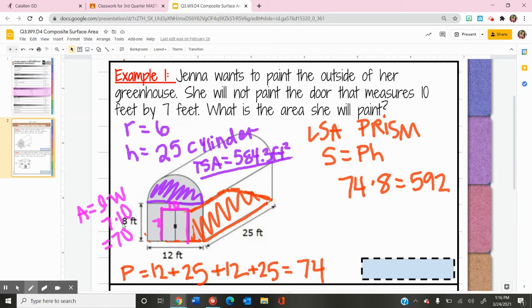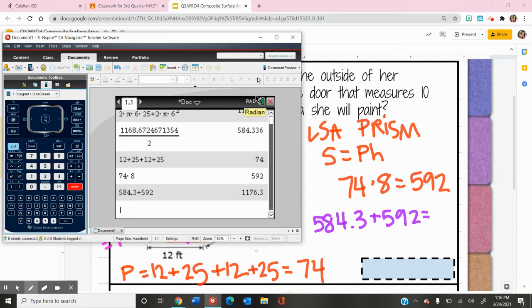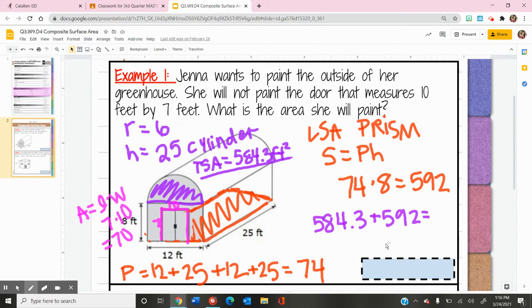So now what I'm going to do to find just the area that needs to be painted, I know the cylinder and the prism need to be painted. So I'm going to add these two together. So I'm going to take 584.3 and I'm going to add 592. And we'll see what we get. So opening up my calculator, 584.3 plus 592 equals 1,176.3.